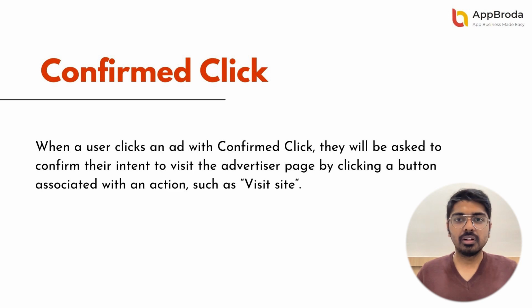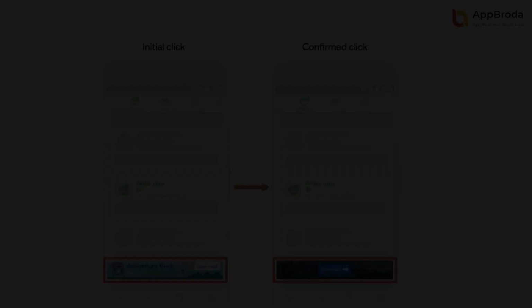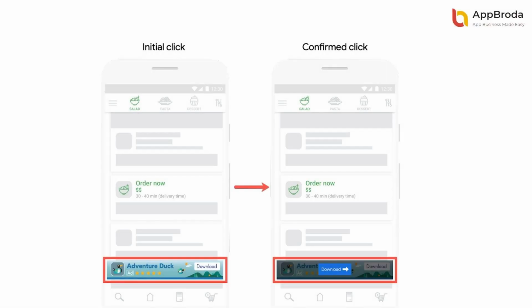Google also uses a method called confirm clicks to reduce the number of accidental clicks in your inventory. Here, Google will ask users to confirm their intent to visit the advertiser page by clicking a button to download an app or to visit the site. Here is an example to understand this better. As explained clearly through these images, when a user clicks on an ad, they are asked to confirm their intent by clicking on the CTA of the ad again. This reduces the number of accidental clicks and enables publishers to still monetize their inventory without any policy violation.